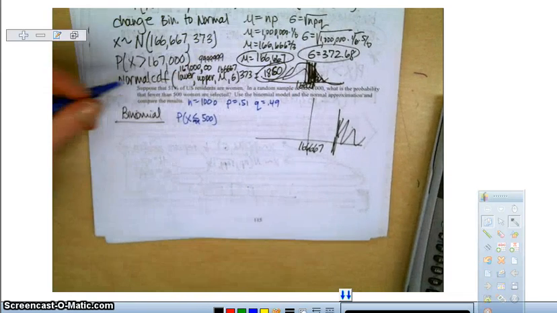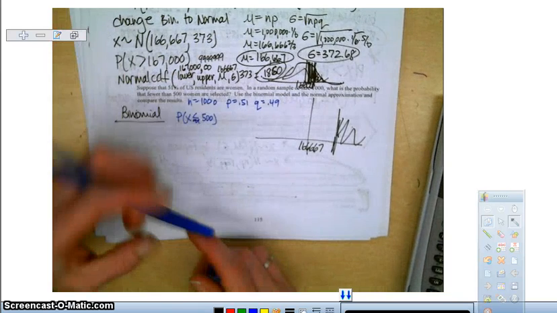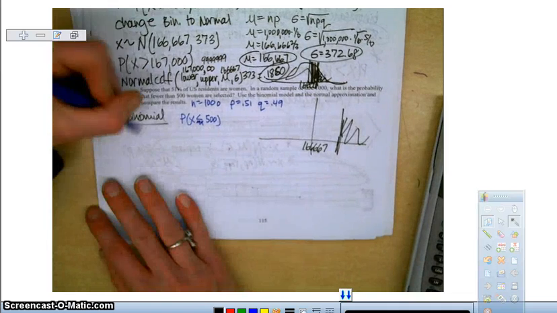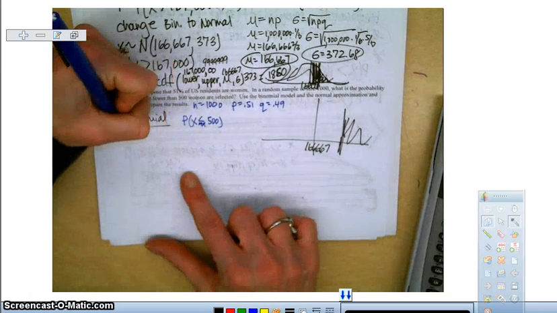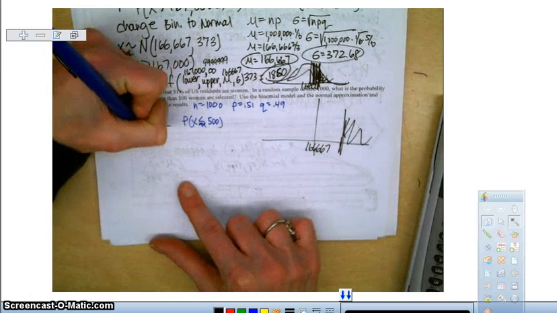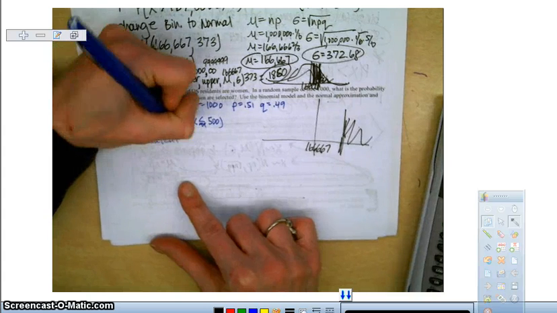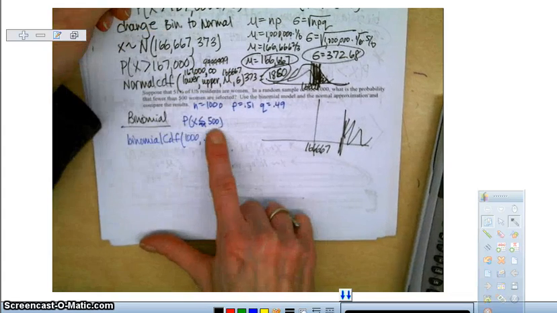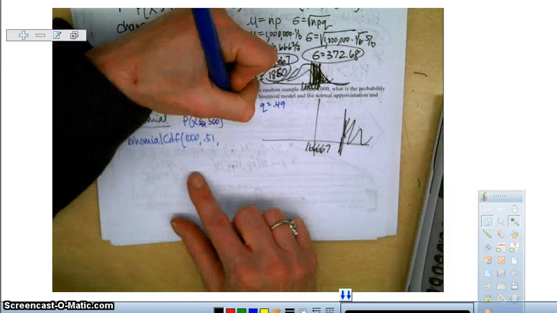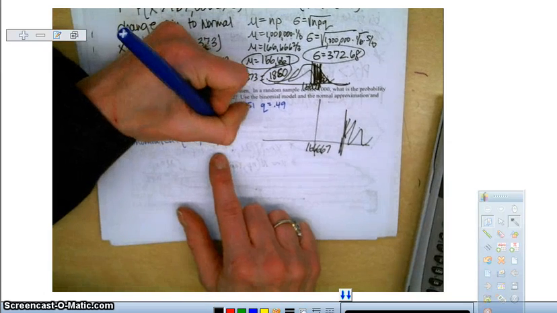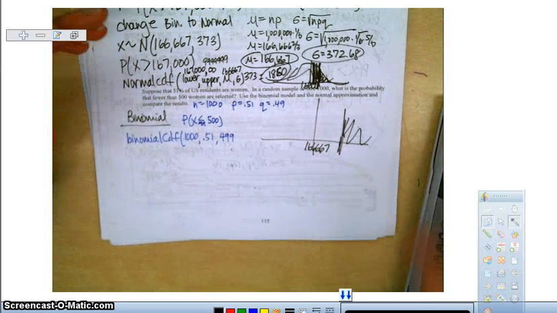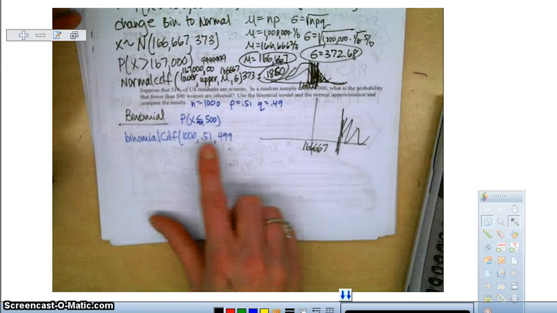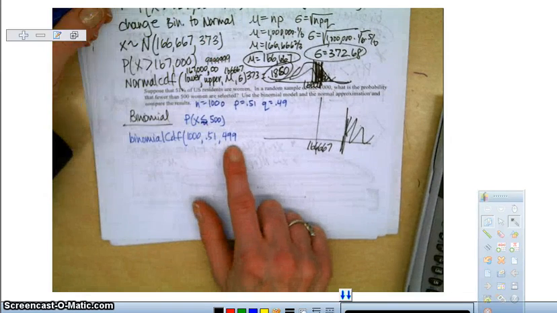0.49. So in my calculator, what can I type for the binomial? It's just less than 499. So I'm going to do binomial CDF. N is 1,000. P is 0.51. And why do I have to go 499? You're not including 500. It says fewer than 500, so I'm not including 500, so I have to do 499.